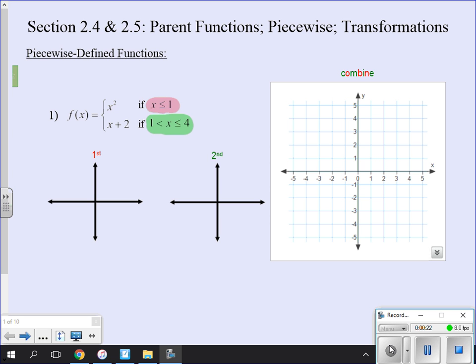Okay, piecewise functions. That's what we're dealing with today. Parent functions, piecewise functions, and transformations. Now, we may or may not get through all the notes today. If we don't, not a big deal. We'll just finish them up tomorrow. Not a problem. First part is piecewise functions.